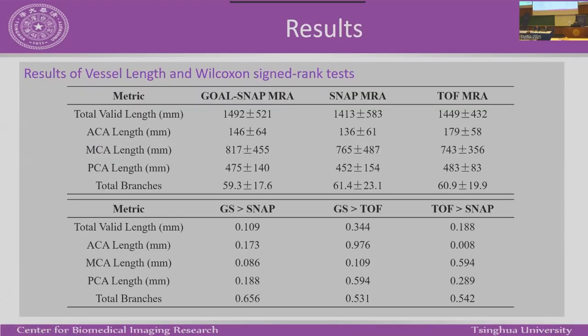Here are the results of the comparison. For the vessel length, the results are shown as the mean value plus or minus the standard deviation. Although due to the relatively small number of total cases, a significant difference is not yet observed, it concludes that GoSNAP MRA has potential to visualize more artery than TOF MRA and SNAP MRA. This superiority is mainly in imaging of the MCA. The number of valid branches doesn't have an obvious difference between the 3 MRA techniques.